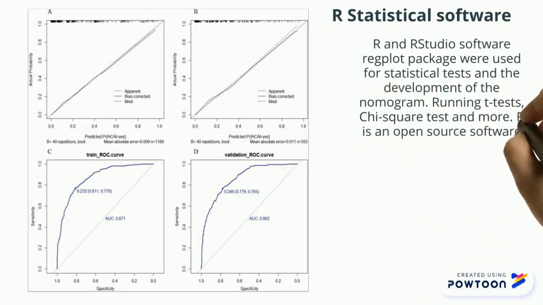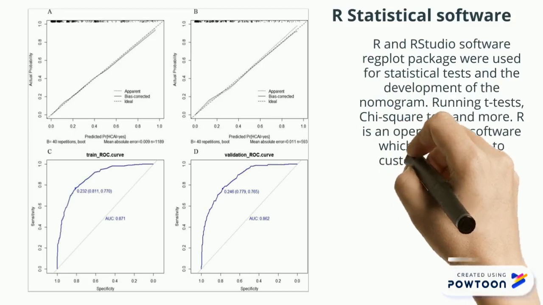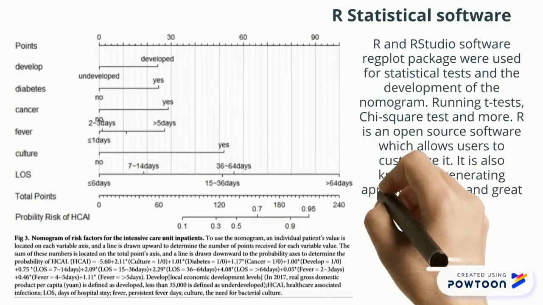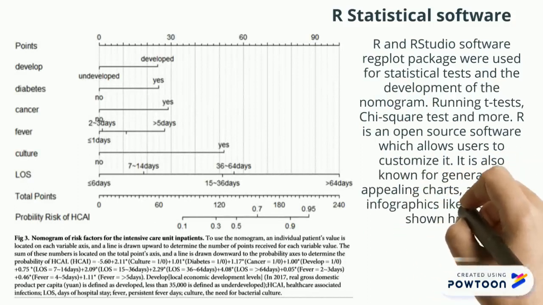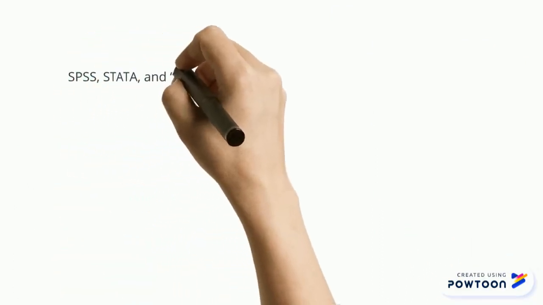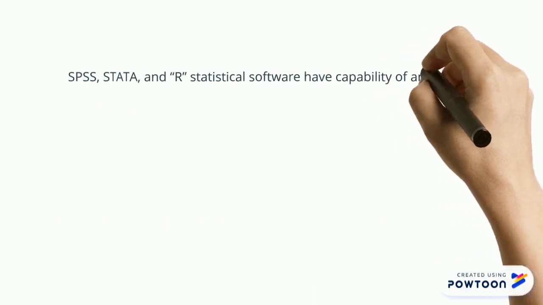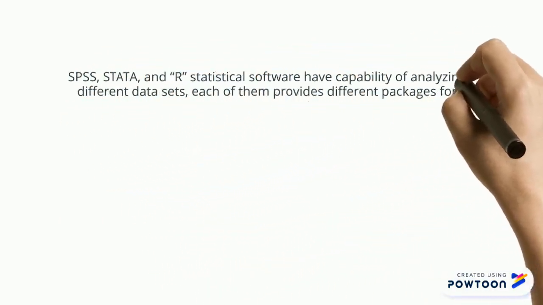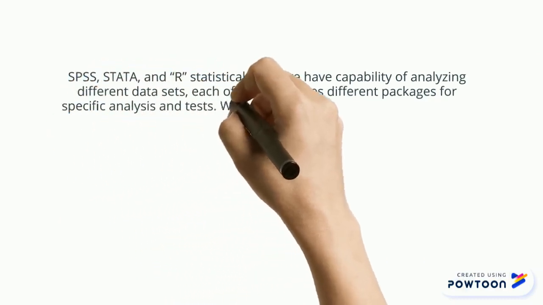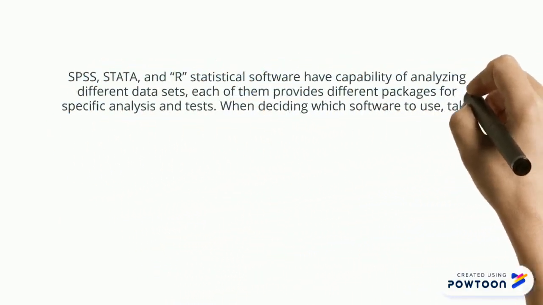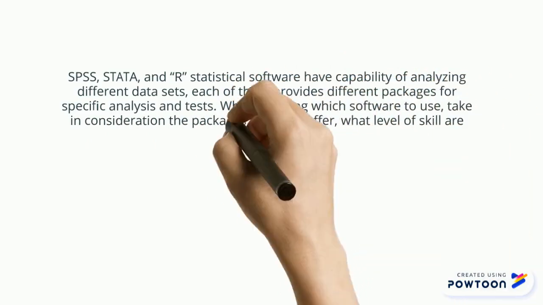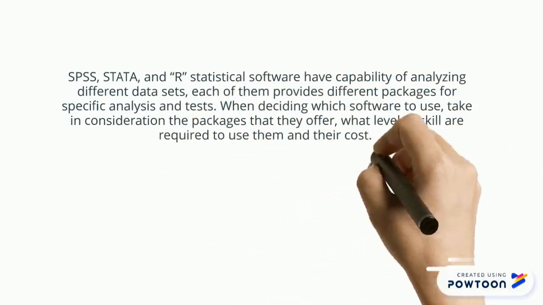R is an open source software which allows users to customize it. It is also known for generating appealing charts and great infographics like the ones shown here. SPSS, Stata, and R statistical software have capabilities of analyzing different data sets. Each of them provides different packages for a specific analysis and test. When deciding which software to use, take into consideration the packages that they offer, what level of skills are required to use them, and their cost.